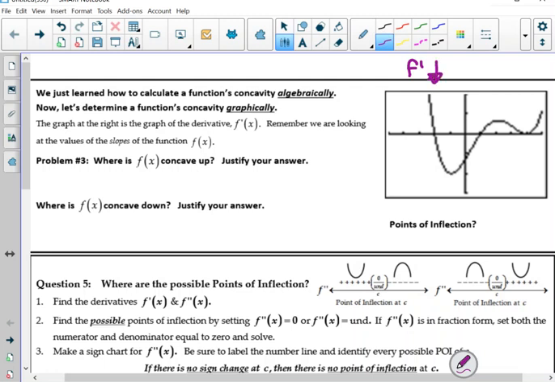College Board loves to have us looking at F prime graphs. And we've already talked in lesson 26 about how to look at an F prime graph and determine where F is increasing, where F is decreasing, where F has a relative minimum, where F has a relative maximum. Looking at an F prime graph to get F double prime information, I'm going to write this down to remind us. If we're looking at an F prime graph, F double prime is the slope of an F prime graph.